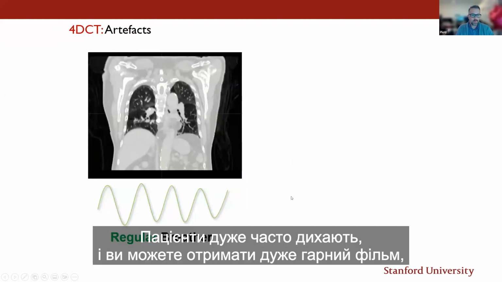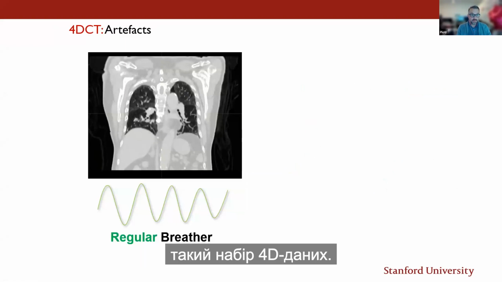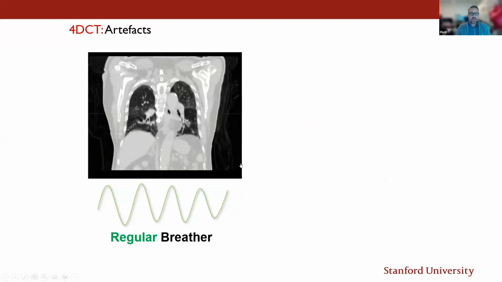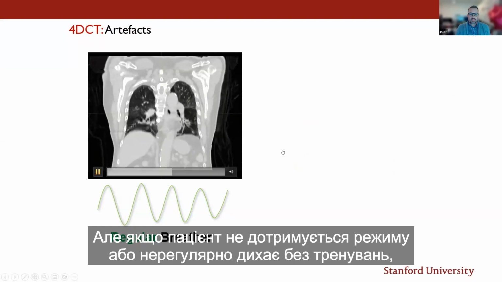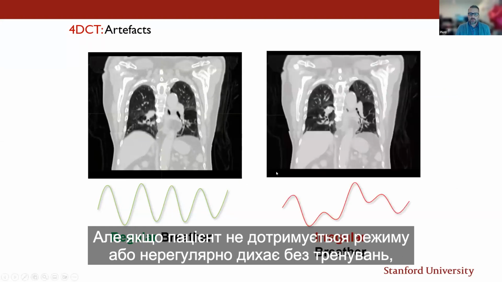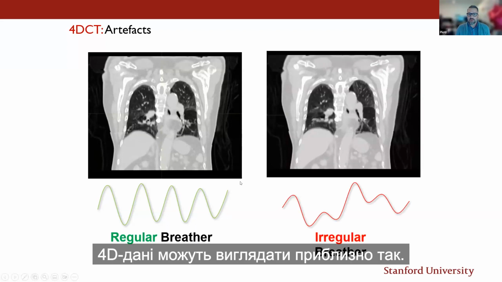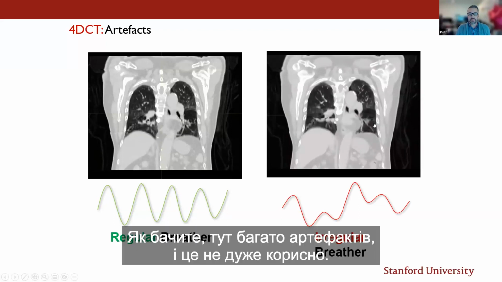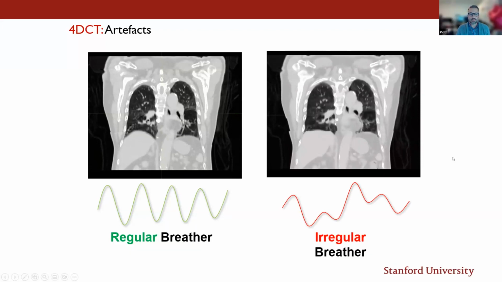If patients are very regular breathers, you can get a very nice movie, a 4D data set like this. This one actually has a little bit of artifacts. But if a patient is non-compliant or is an irregular breather, without coaching, the 4D data set can look something like this. As you can appreciate, there are lots of artifacts here, and it's not very useful.